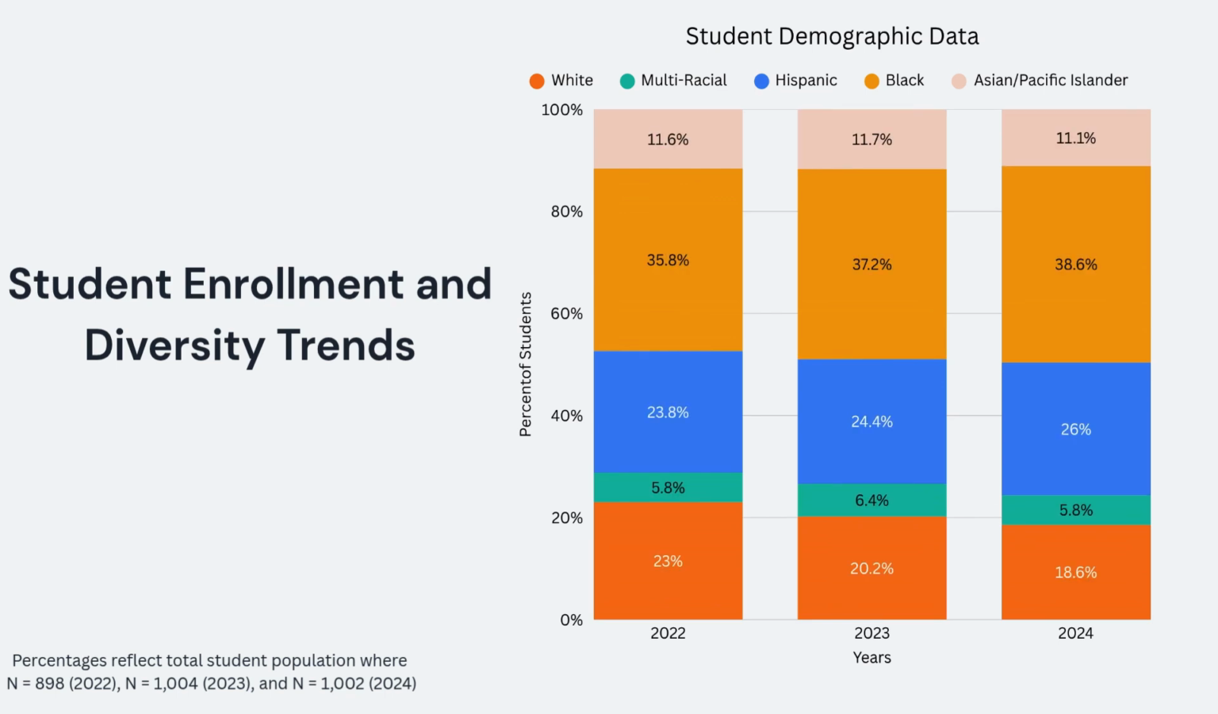While gender has remained pretty stable, our racial and ethnic makeup have been extremely diverse. We see the white student population declining from 23% down to 18.6%. Our Hispanic student population has increased from 23.8% to 26%, and our Black student population grew from 35.8% to 38.6%. Dyer is proud to be a highly diverse, multicultural learning community.